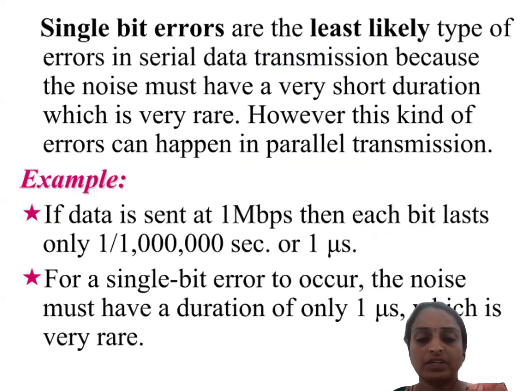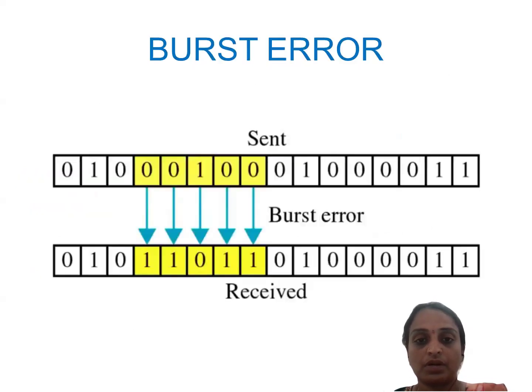Single bit errors are mostly a type of error in serial data transmission. The noise must have a very short duration, which is very rare. However, this kind of error can happen in parallel transmission also.